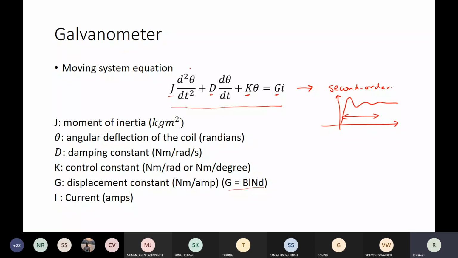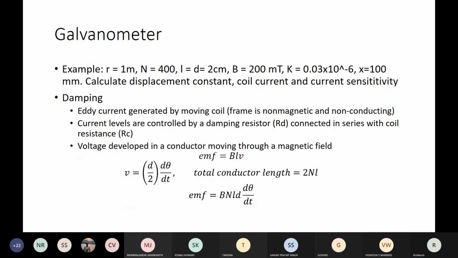I is the current in this case. Now, for this type of instruments, you can simply find out the value of Z and omega n, which are nothing but the damping ratio and the natural frequency of oscillation, right? One can find the expression for Z and omega n depending on J, D, K, and G.